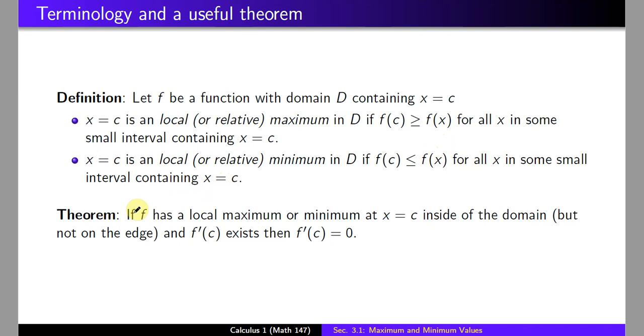And there's a theorem that addresses what we can kind of expect here, when we can expect this. So if f has a local maximum or minimum inside of the domain, but not on the edge, and f prime of c exists, then the derivative must be 0 there. Now this is kind of unfortunate because things would be really easy if this is an if-then statement. If it has a local maximum or minimum inside the domain, and as long as the derivative exists, then the derivative must be 0 there.